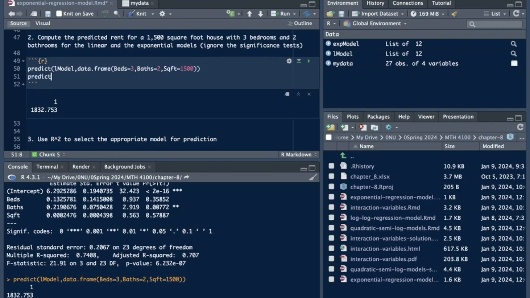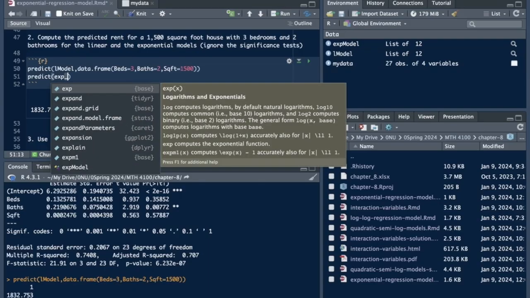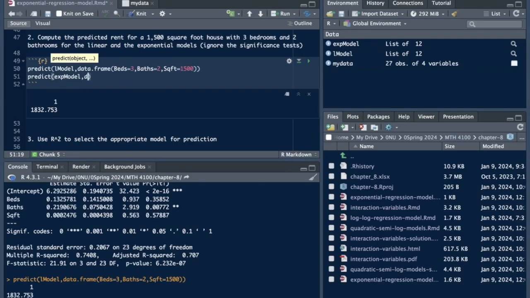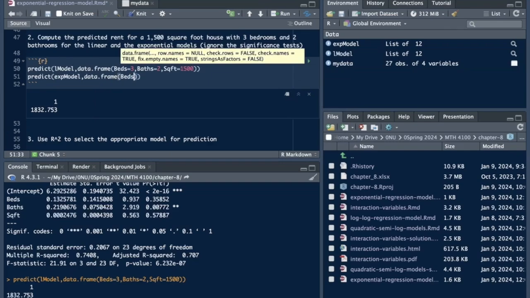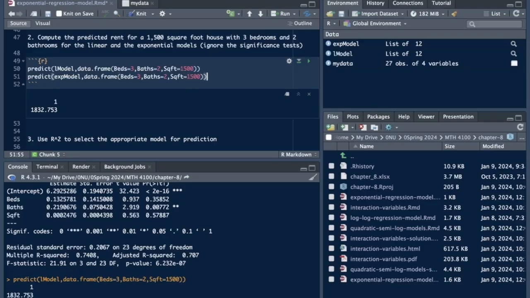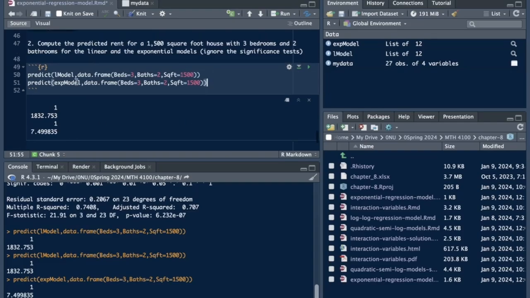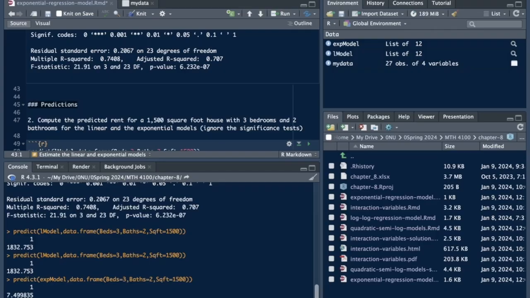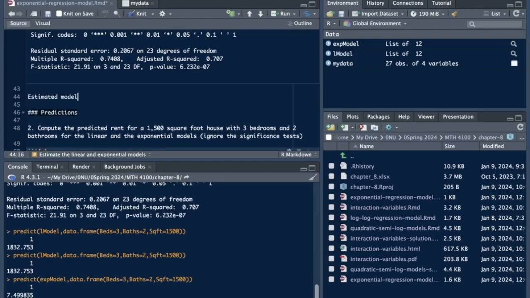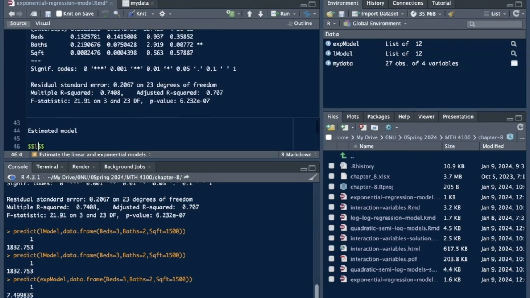Let's do the prediction for the exponential model, and we have to be careful here. Exponential model, data frame, beds equals 3, baths equals 2, square foot equals 1500. Let's run both. Hold on, let me say something. This is basically what you are doing: you are plugging these values into the exponential model. Someone's going to ask, what is the exponential model? Let me go up and write down the estimated model. What is the estimated model? It is the log hat, log rent.